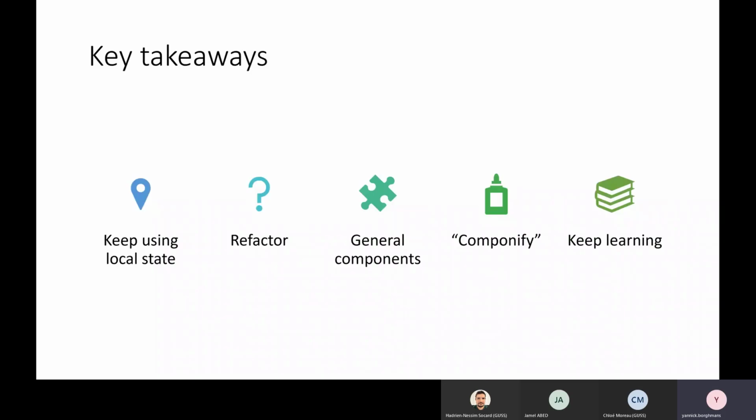So the key takeaways for this session were: keep using the local state. You can use a global application state, but for input forms and stuff like that, keep using the local state to store that information just inside of a single component, instead of using the global application state and the reducer.